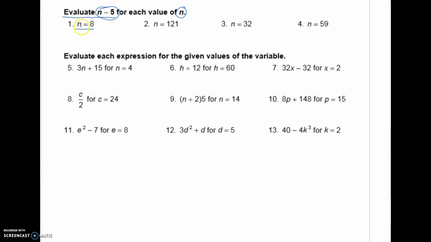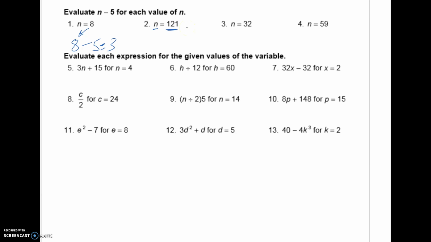What do you do with n equals 8? All right, well, we have an n and an n. So you substitute, or you plug in the 8 for n. So if we rewrite this expression up here, n minus 5, if you plug in 8 down here for n, we get 8 minus 5, which equals 3. All right? Some students get confused on this because there's a letter, there's an n, a variable in here. All right? Let's work on number 2. Okay, n equals 121. What do we do with that?